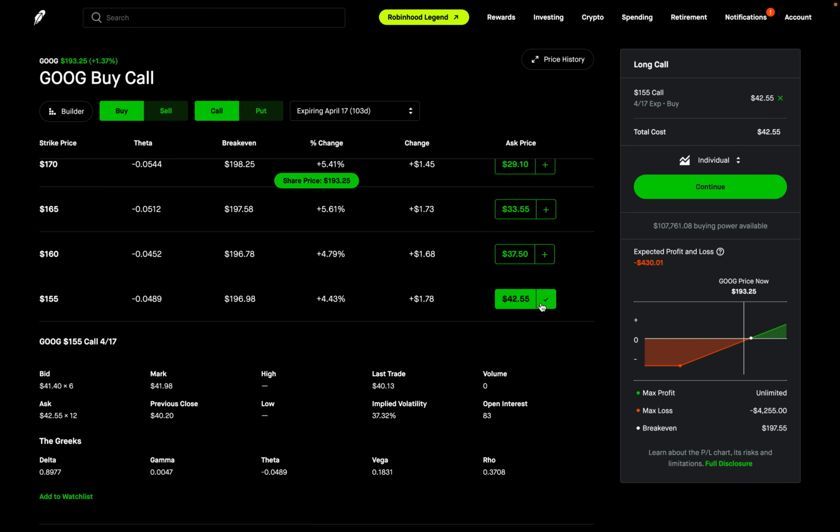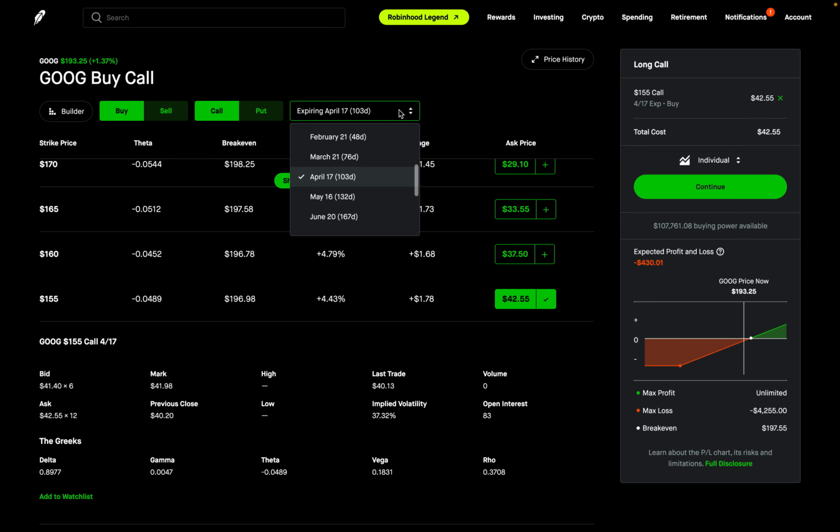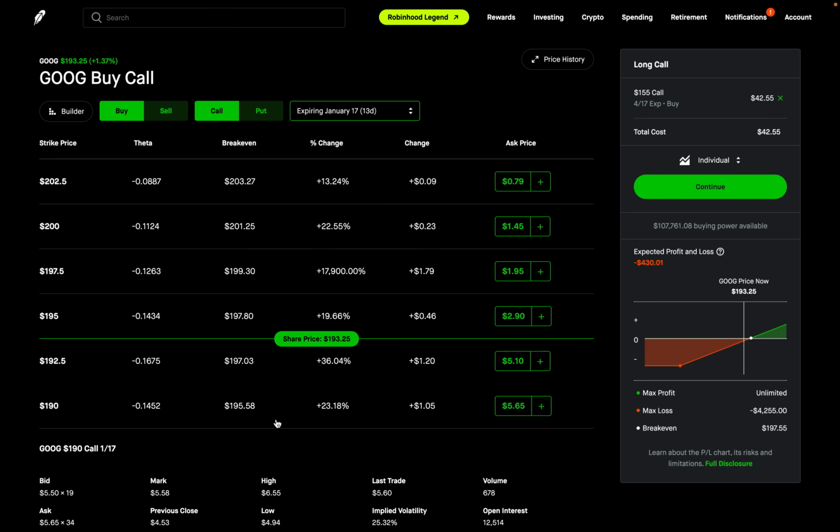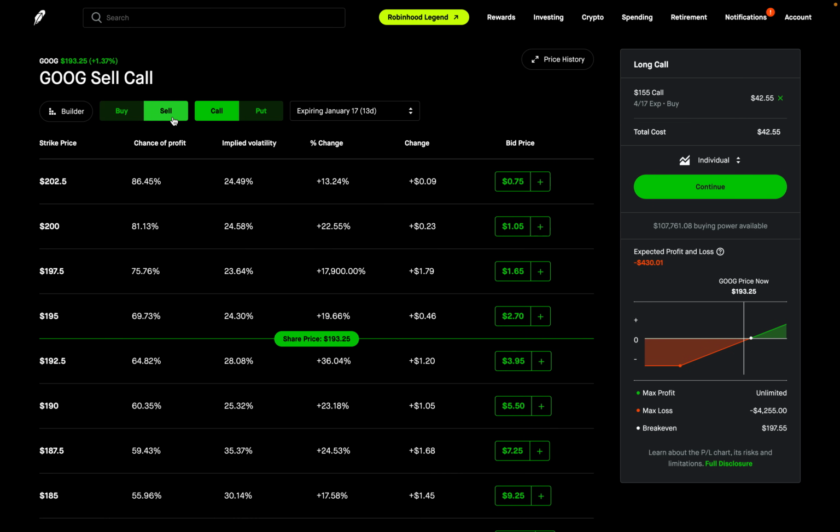So I'm going to go ahead and buy this deep in the money call with a further out expiration, a few months out. For this example, I selected April 17th. Now that we've added our long call that's going to mimic 100 shares of the stock, we can sell a shorter term call option against this deep in the money call. I'm going to go to, let's say, January 17th, so 13 days out, and I'm going to go ahead and sell a call now.